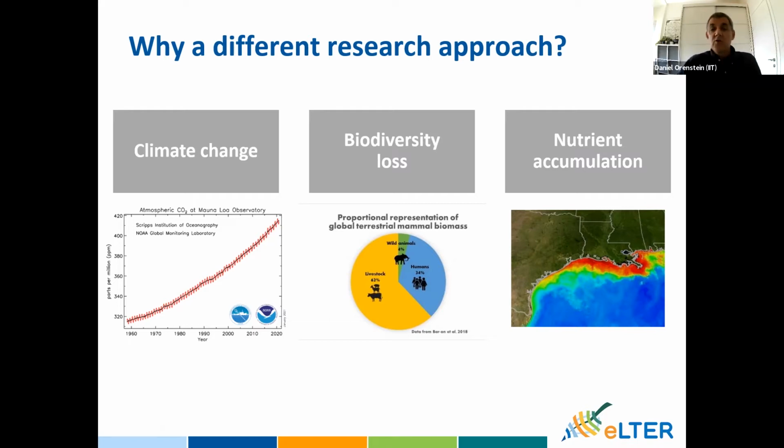representing our widespread impact on the planet, and nutrient accumulation, in this case represented by dead zones in the Gulf of Mexico as a result of the accumulation of nitrogen from agriculture in the central United States, flowing into the Gulf and rendering those areas largely devoid of biological life.